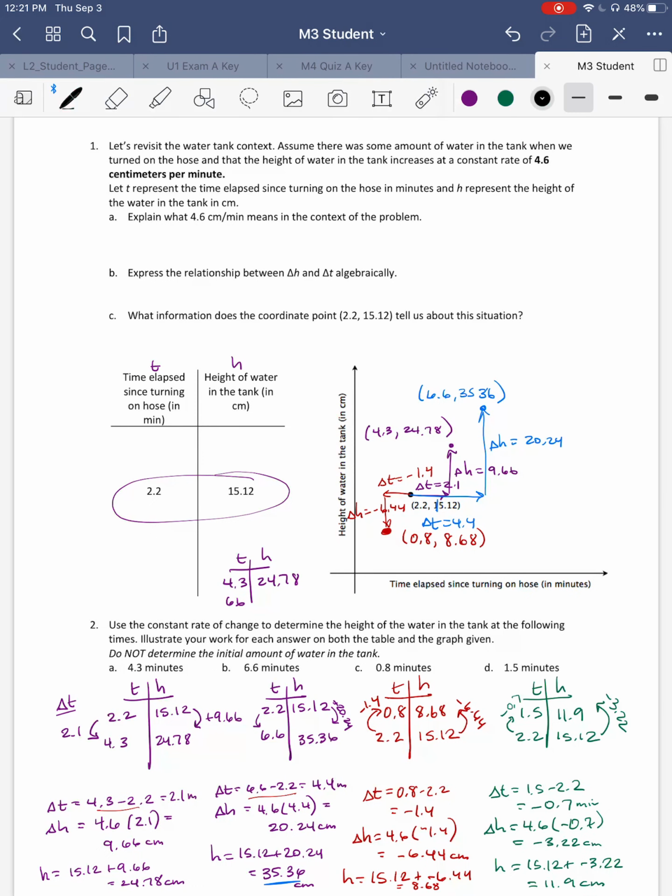So that first step is finding my change in time, second step, change in height, third step, my height. That is true every single time. And if you take a look, you'll even see the steps that we take are the same every time. So that will help us generalize this process, which you guys are asked to do in question number 3 and 4.